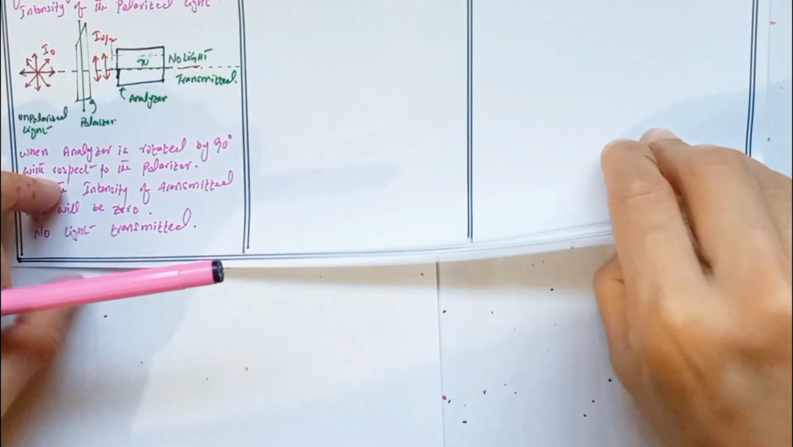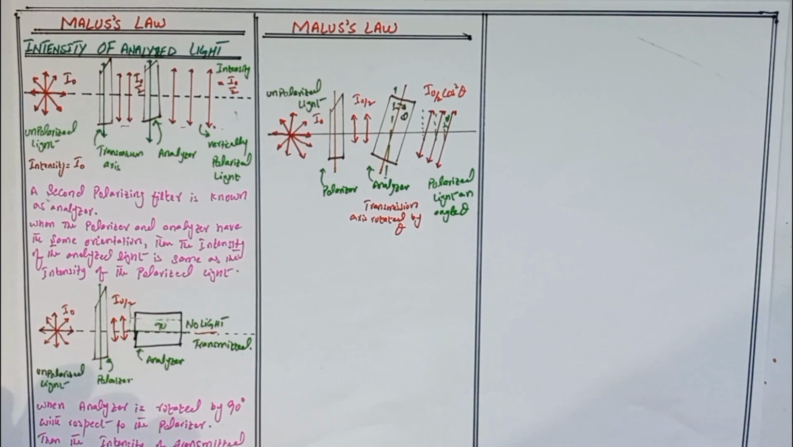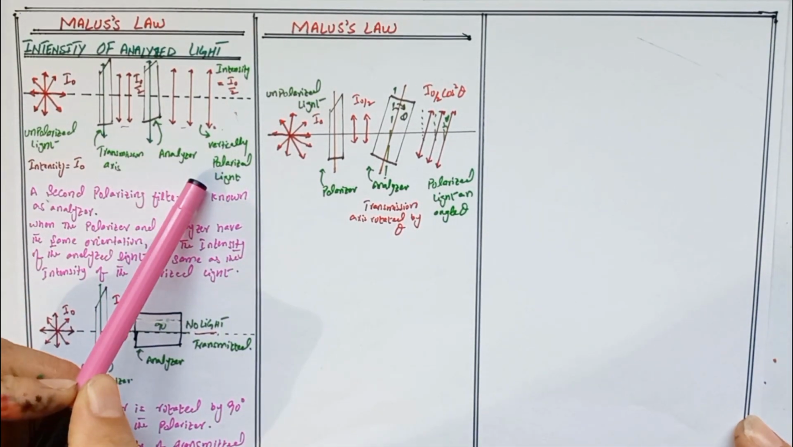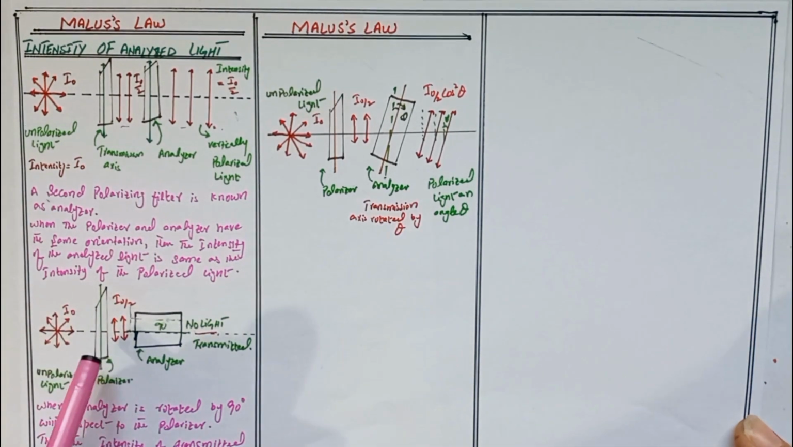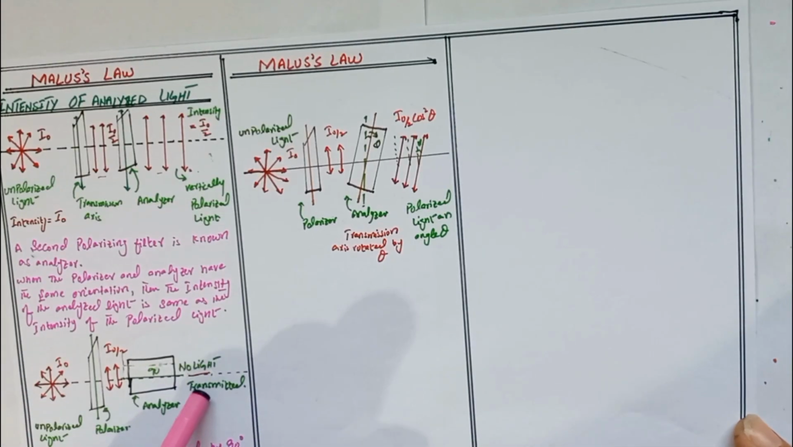That is the intensity of the analyzed light when it passes through the analyzer. When the analyzer has the same angle as the polarizer, the intensity is not reduced. When the analyzer is at 90 degrees with respect to the polarizer, no light is transmitted.